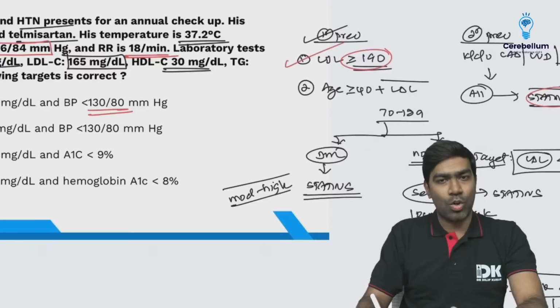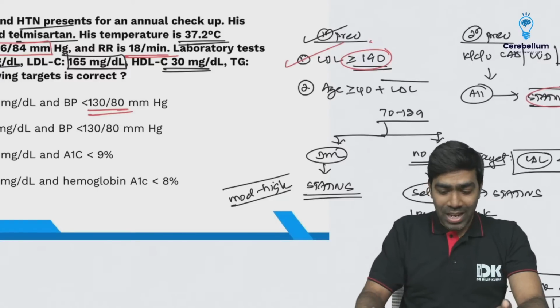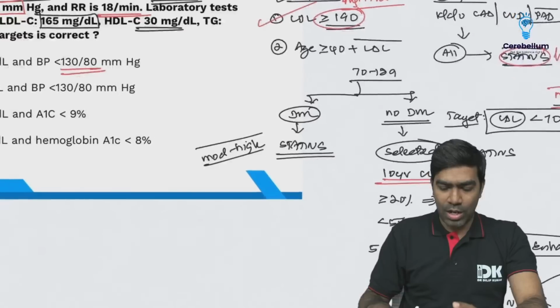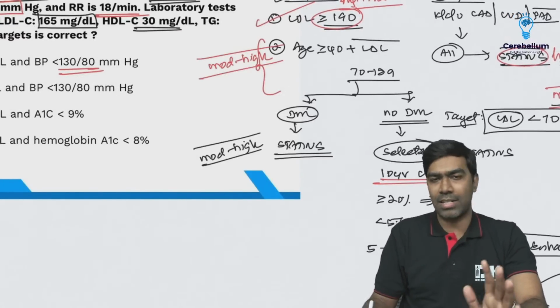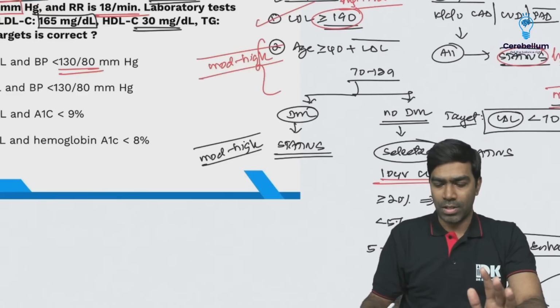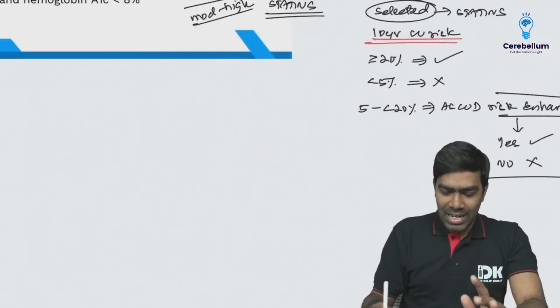LDL more than 190. You're going to start with high intensity statins. Okay, here moderate to high intensity. For group number 2, moderate to high intensity depending on the clinical indication. For group number 1, definitely it is high intensity statin. No doubt about that. So what will be the target LDL?